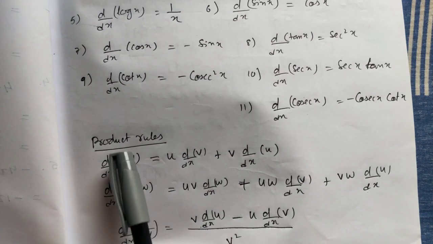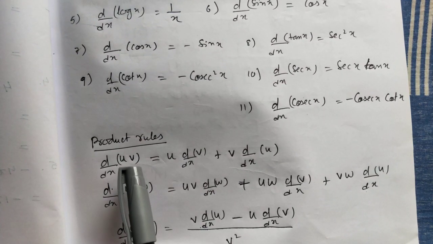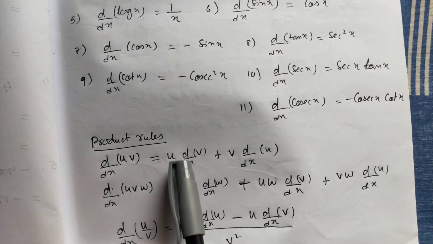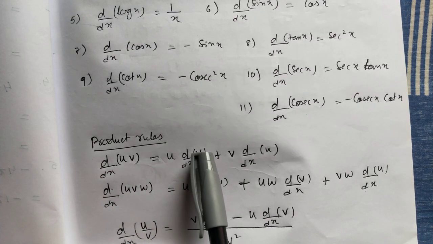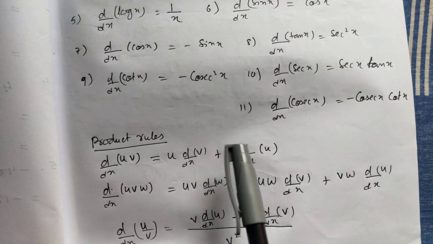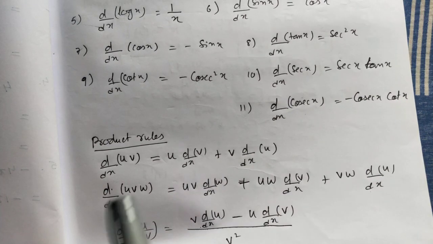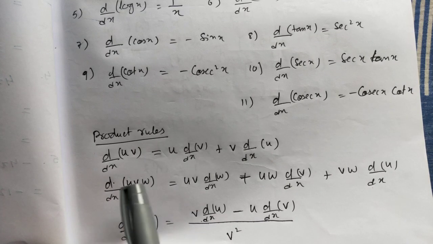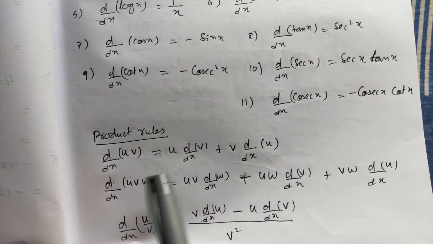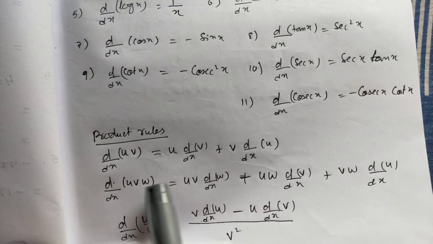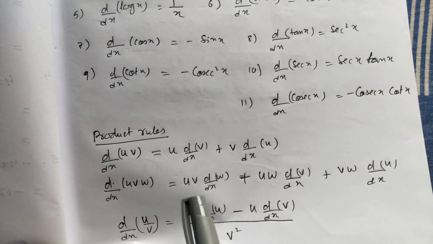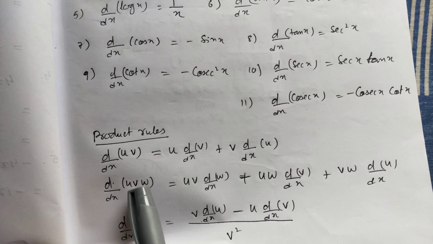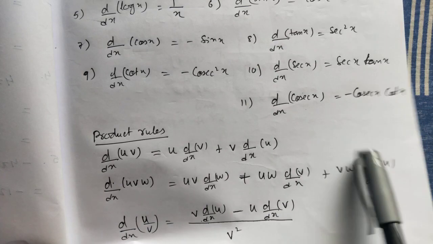For the product rule of derivatives, for uv, if there are two functions, first we take u as constant and find the derivative of v, then we take v as constant and find the derivative of u. Similarly, for the product rule with three functions, we keep the first two constant and derive the third one, keep the first and third constant and derive the second one, and keep the second and third constant and derive the first one.